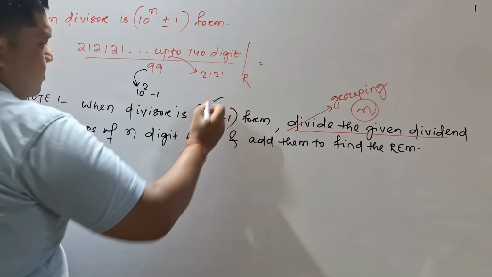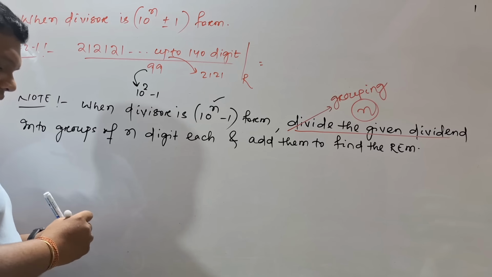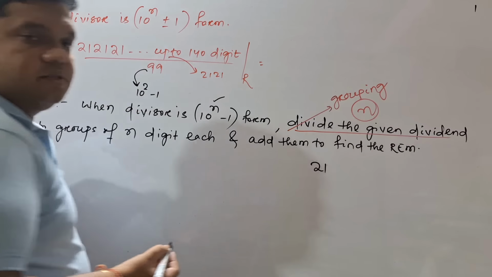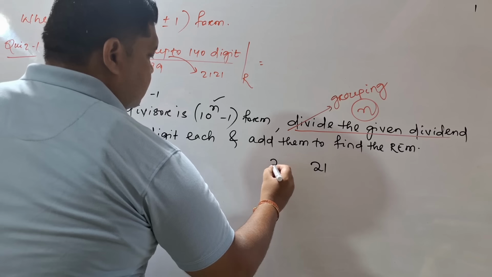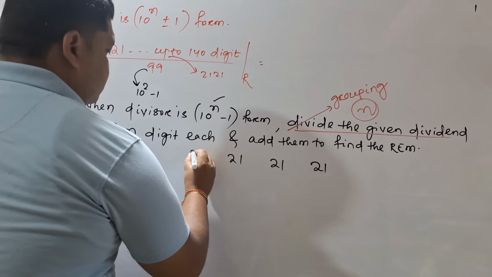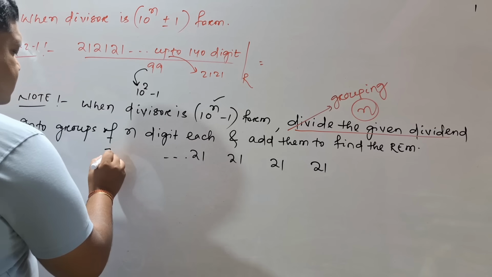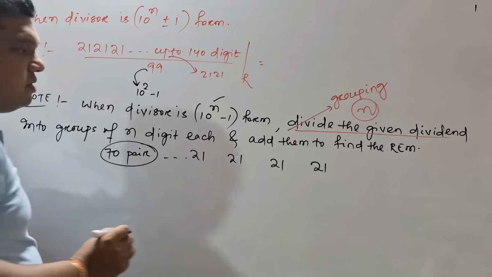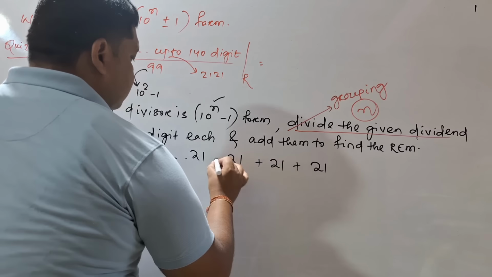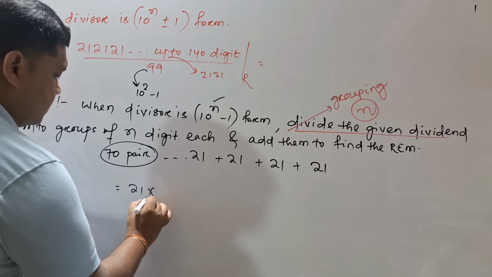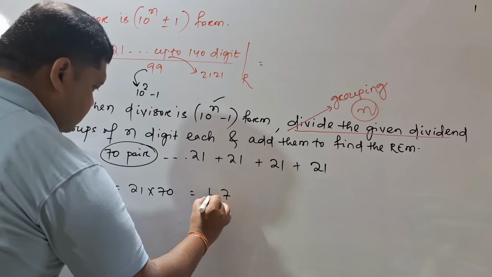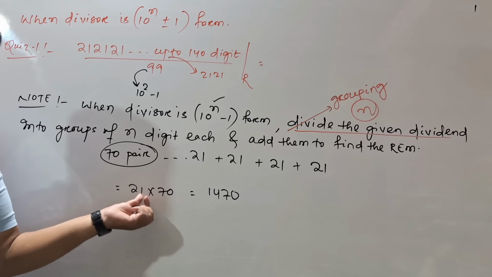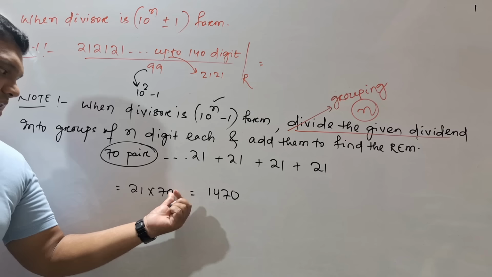So the rightmost 2 digits are 2 1. Then 2 1, then 2 1, then 2 1. How many such pairs are possible? A total of 70 such pairs are possible. So if I add, the answer is 21 into 70. 7 into 1 is 7, 7 into 2 is 14, so 1470.